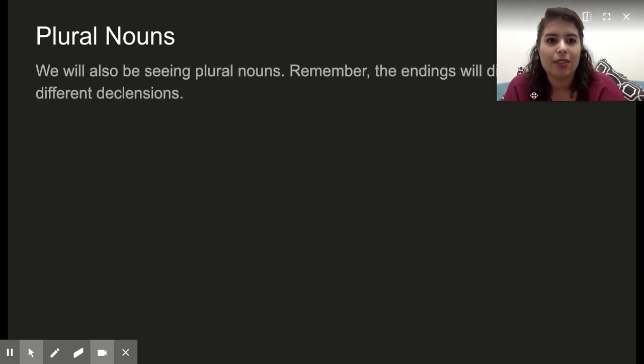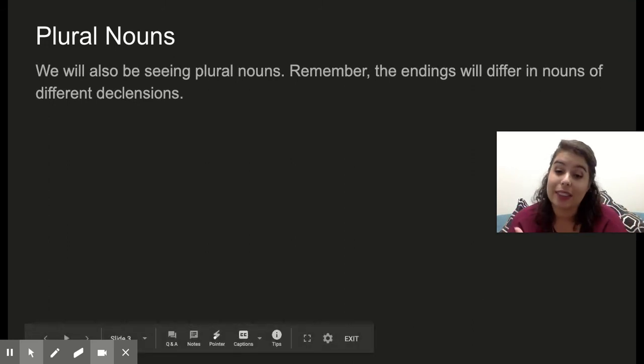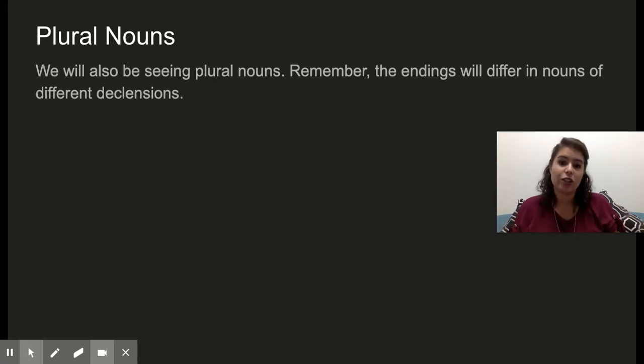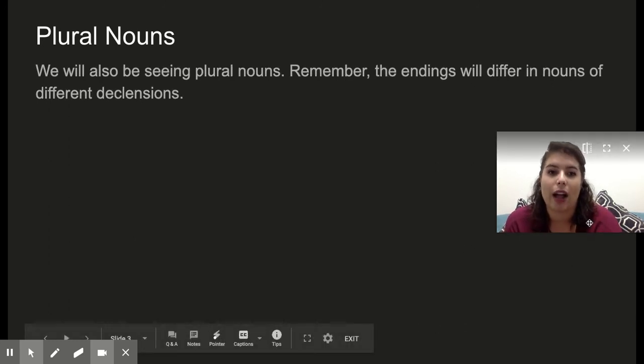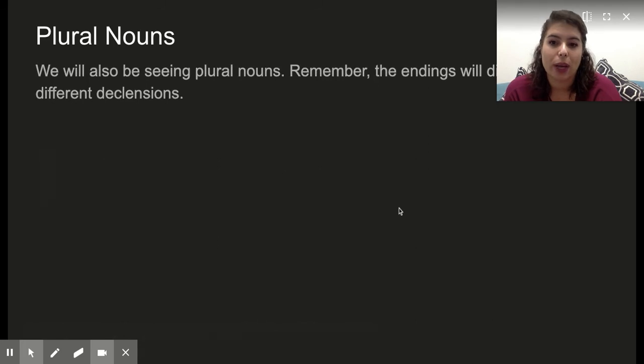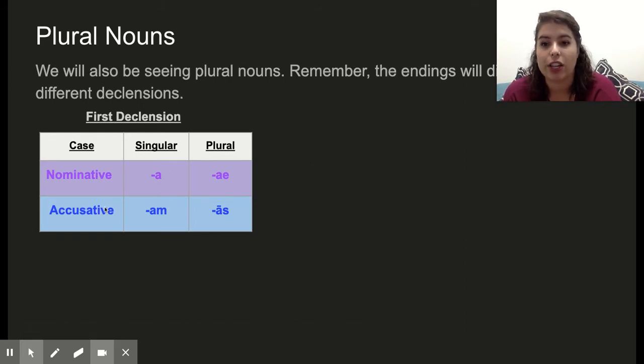Now for nouns, we're going to be seeing plural nouns. This gets a little bit more complicated because remember we have our different declensions of nouns, so there are different sets of endings. There are a few more that you have to keep track of with these. But just as a review, we have our first declension nouns, and we've only learned the nominative and accusative cases. We're mostly going to be seeing these nominative plurals for our subjects, and this is what I want you to focus on today.